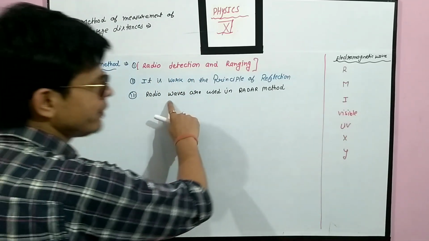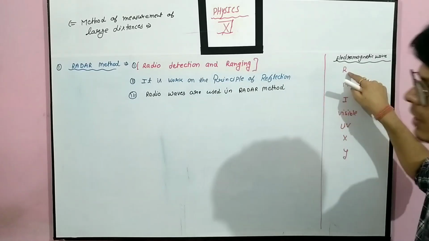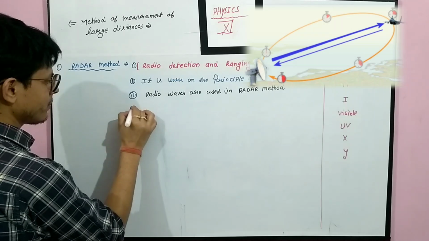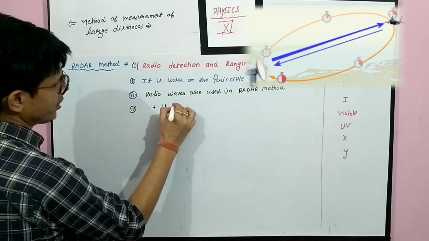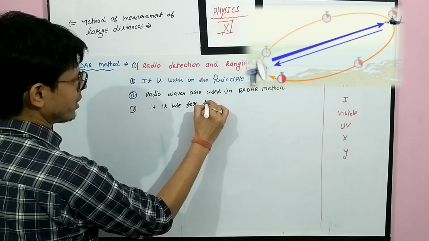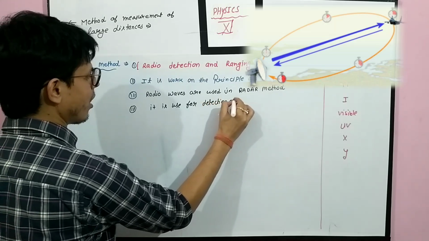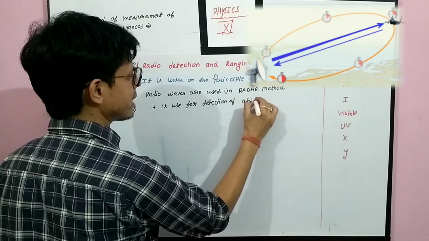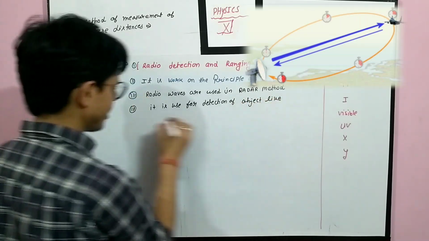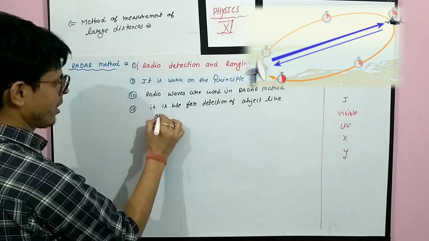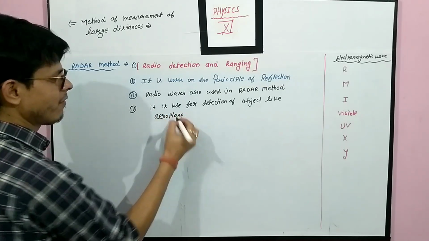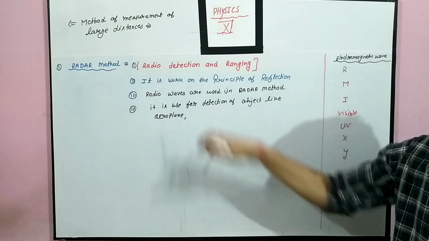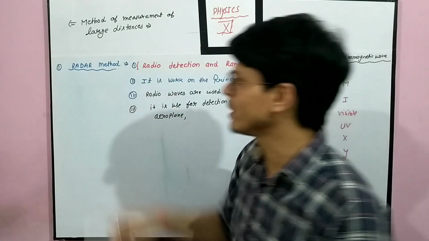So which waves do we use in radar? The first wave of the EM spectrum, radio waves, we use for radar. Now where is this method used? It is used for detection of objects like aeroplanes and fighter planes. This means in the sky we will detect aeroplanes and these devices by the radar method.